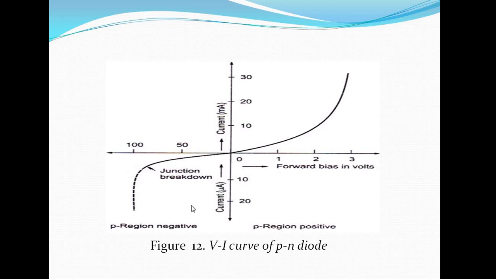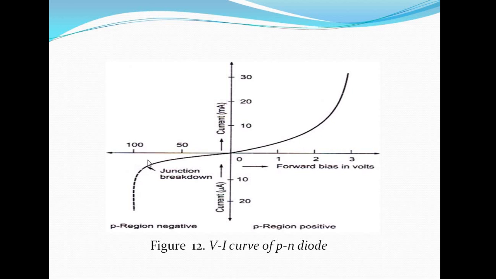Next, in case of reverse bias, this is the reverse bias. Here we draw the VI characteristics. On the y-axis we take the current, and on the x-axis the voltage. In the reverse bias we increase the voltage. The current increases slowly. For a particular voltage the current suddenly increases. The reverse current suddenly increases. This voltage is called the breakdown voltage. At this point the junction breaks down.